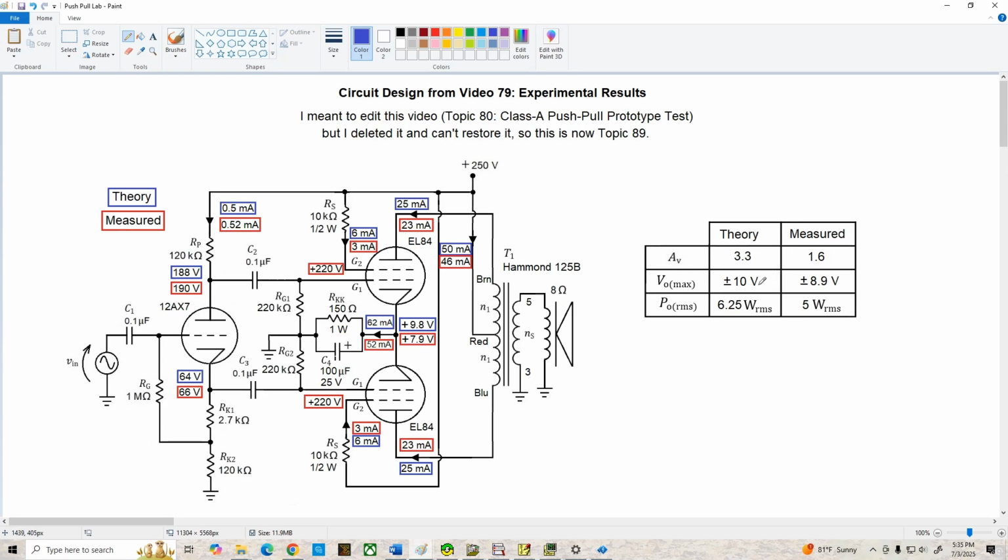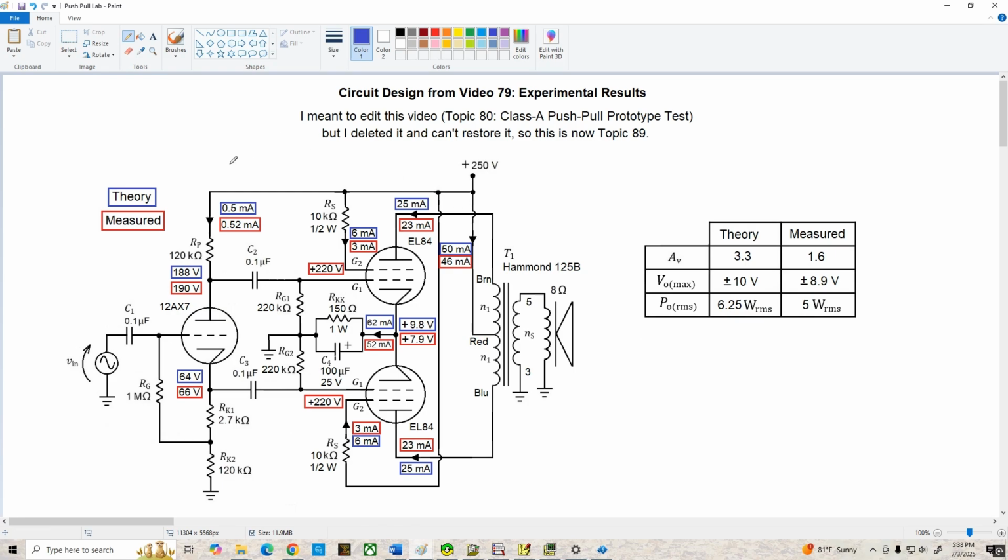Our maximum output voltage theoretically was plus or minus 10 volts. We got plus or minus 8.9, and that's not bad considering the idealized version of the transformer and the tubes that we were using in our analysis. Maximum theoretical output power 6.25 watts RMS. Actual 5 watts RMS. Again, that's not too bad.